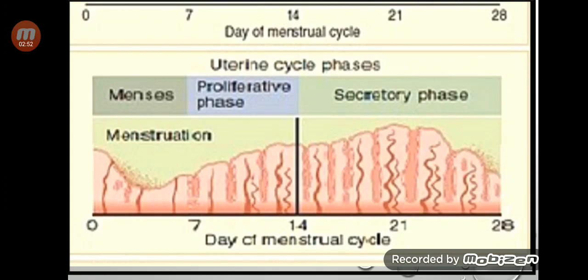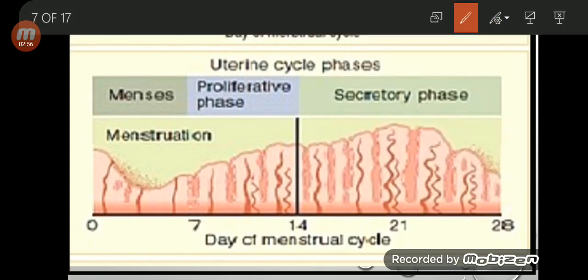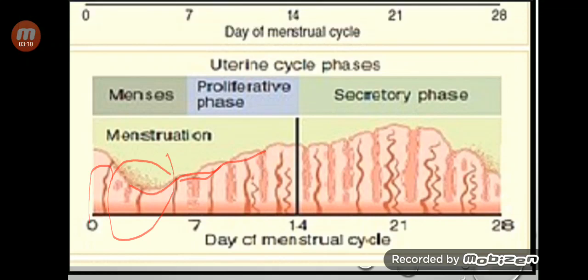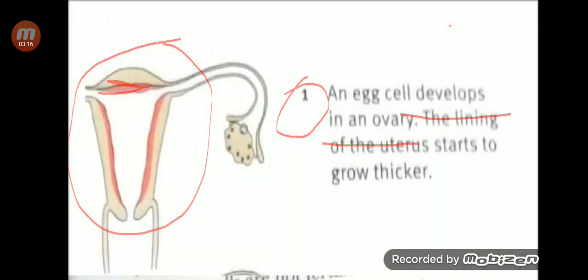And in this picture you can see that here it's the start. Okay, here ovulation happens. Okay, the egg cell is released and the uterus lining starts to get thicker, right? Now we will go toward step number 2, that is the release of egg cell.